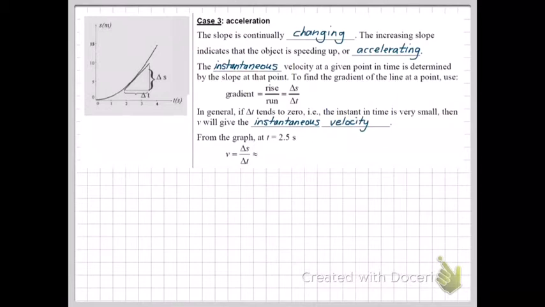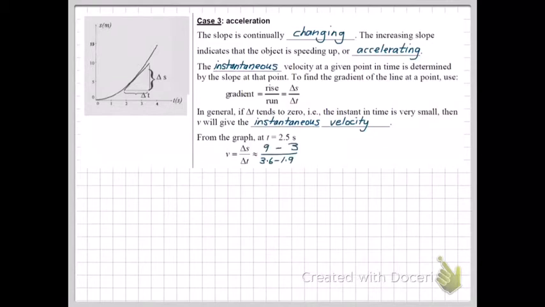So if, for example, we want to calculate the velocity at the moment t equals 2.5 seconds, we construct a triangle that intersects that point on the curve, and we read off the change in the s values and divide by the change in the time values for that triangle.